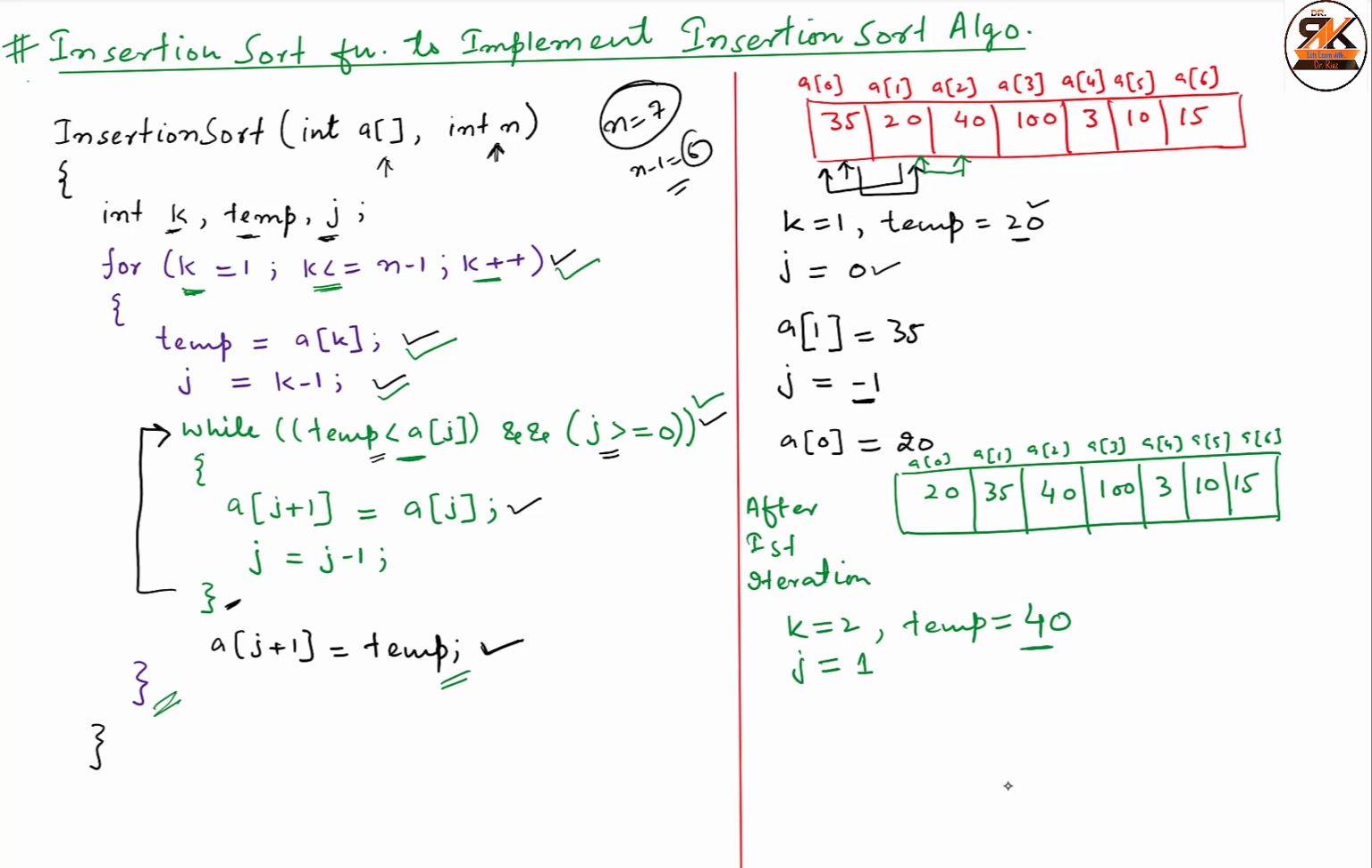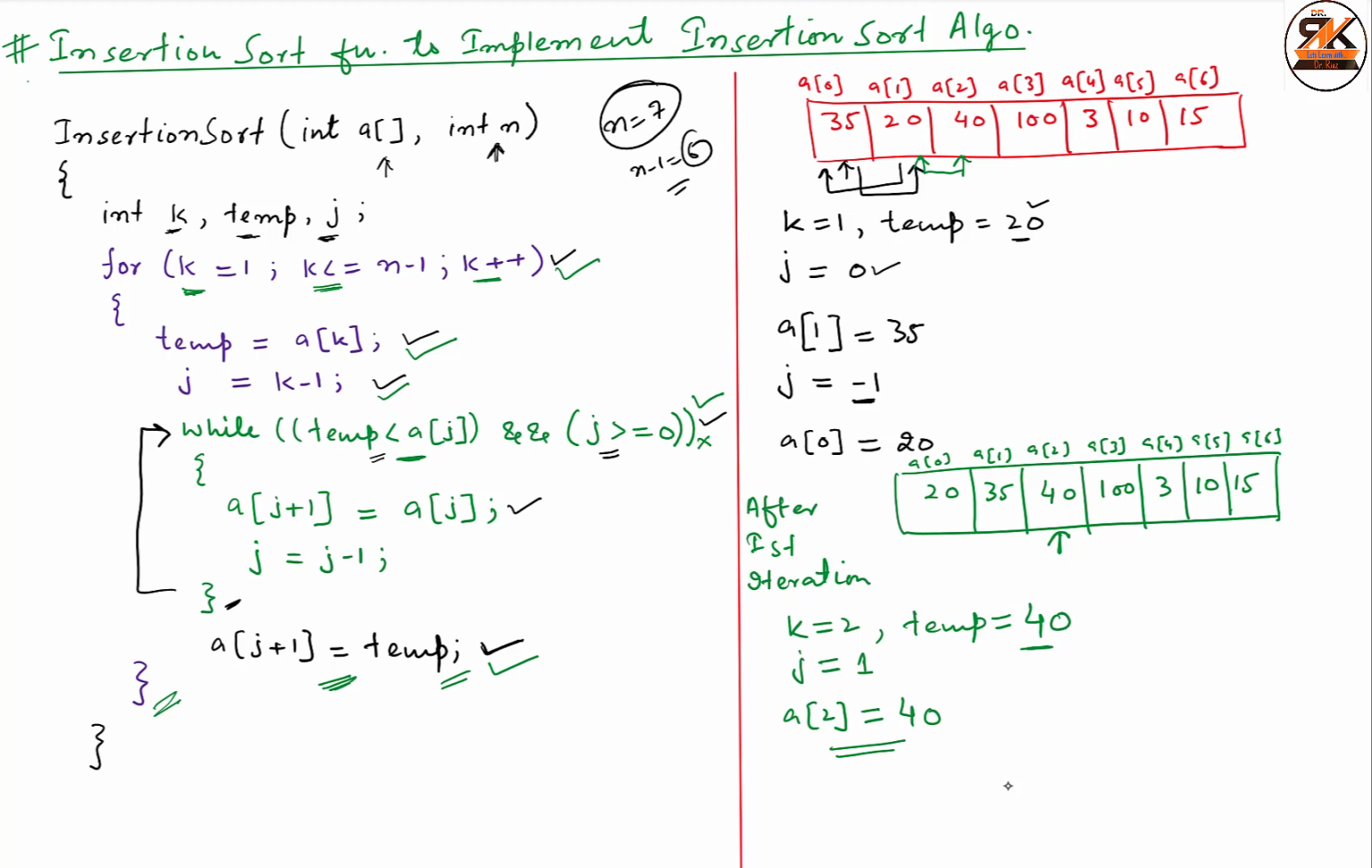No, this is wrong. So this will not execute the second time, and we will come out of the loop. So here we will reach a of j plus 1, that is a of 2. A of 2 will be equal to temp 40. So a of 2 will have the value of temp 40, and so this will remain as it is.